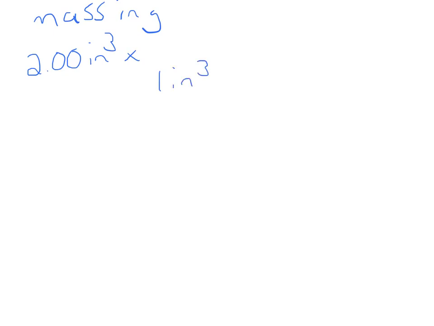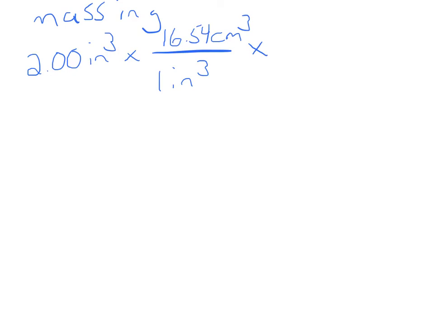So, if we're looking for the mass in grams, and we're starting with 2.00 inches cubed, well, if we use our conversion factors from the last step, we know that in 1 inch cubed, there is 16.39 centimeters cubed. So here our inches cubed will cancel out because our desired units are centimeters cubed and our given units are inches cubed. We want the inches cubed in the denominator.